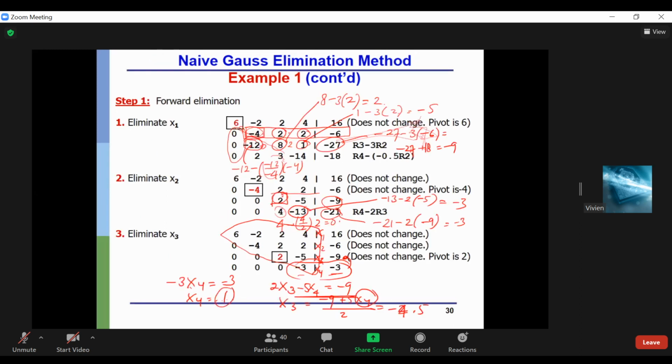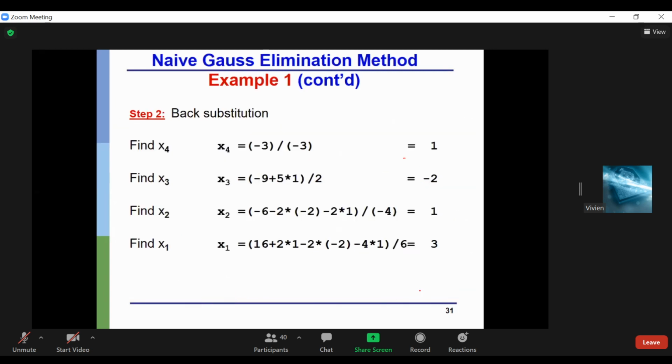Wait. Do we have that correct? Yeah, so that is correct. Minus, so that is 1. So that minus 9 plus 5, so minus 4. So minus 4 divided by 2, yeah, minus 2. Okay, so the result here is 1 and minus 2.